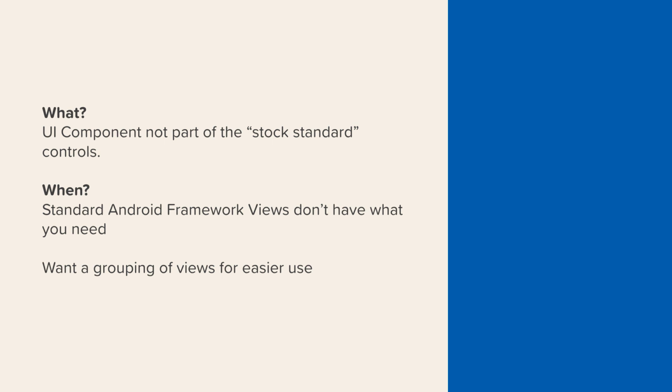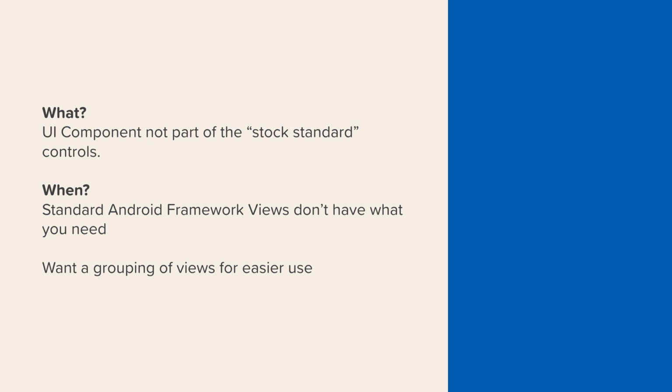And when do you normally use a custom view? Well, it's typically when the standard Android framework doesn't have what you are envisioning for your app or what your designers have sent to you to build. Has that happened to you before? You get this custom component and you're like, this doesn't look like anything in the material design guidelines. It happens quite often because there are quite a few that aren't in the material design guidelines. A custom view can also be when you want a grouping of views for easier use or reuse within your app across different screens or different areas.